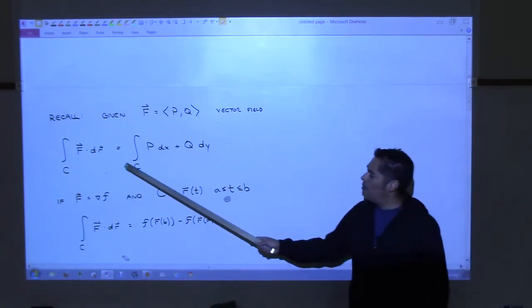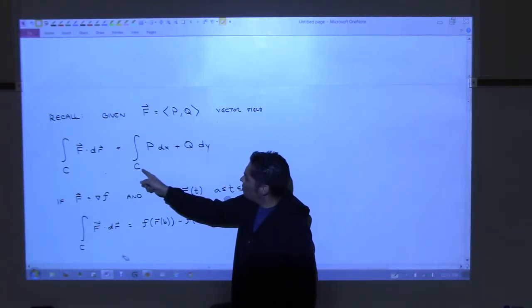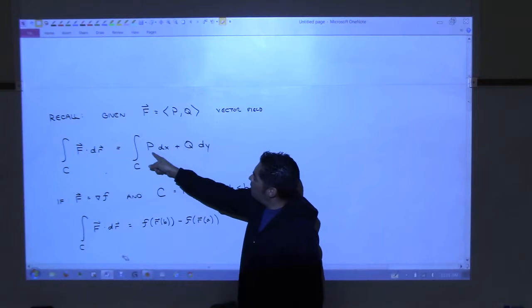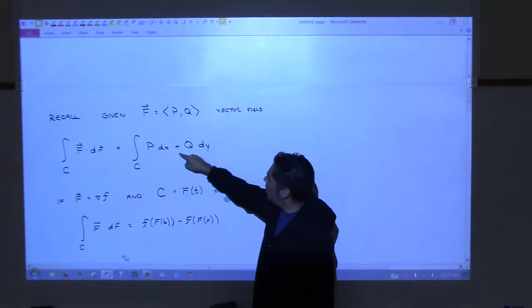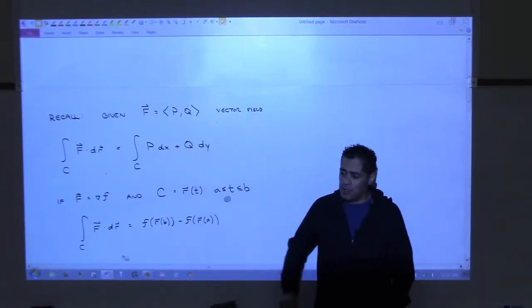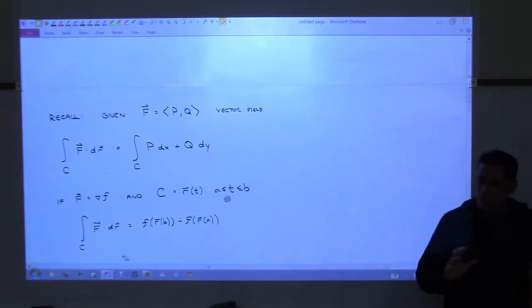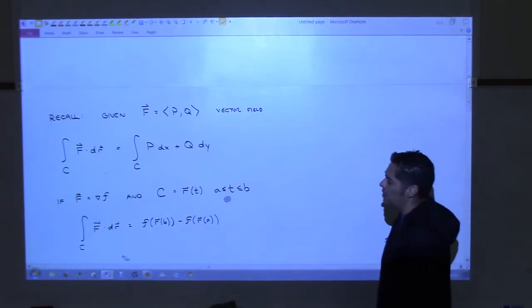Now, you can also rewrite this integral as the line integral over the curve C of P, which is just the scalar function, the x component of the vector field, with respect to x, plus the y component of the vector field, which is another scalar function with respect to y. This is just notation. We just need to be comfortable with it. And this is the big thing.